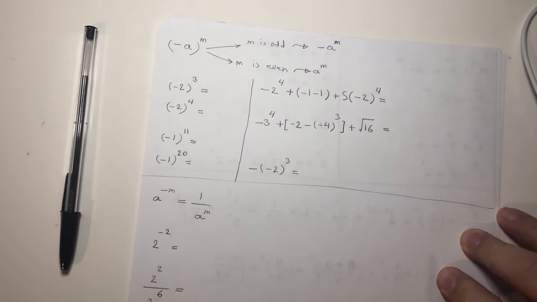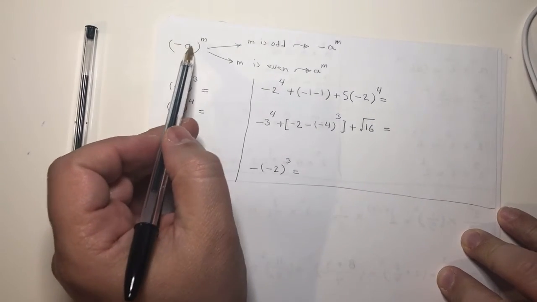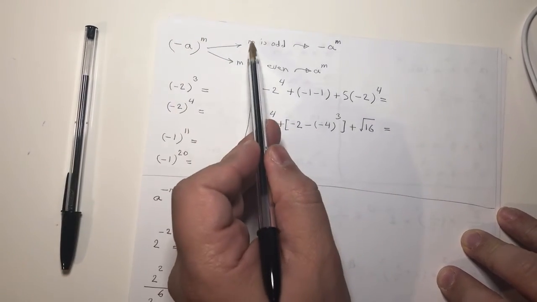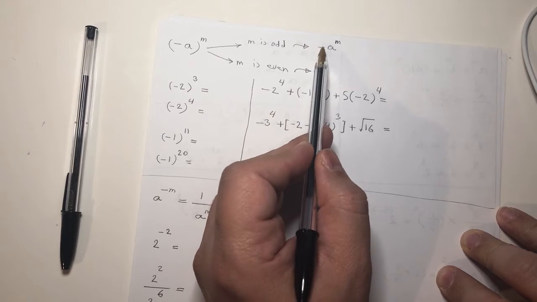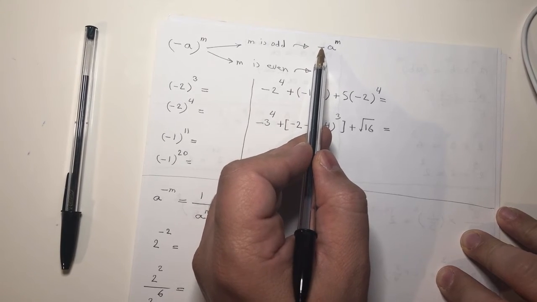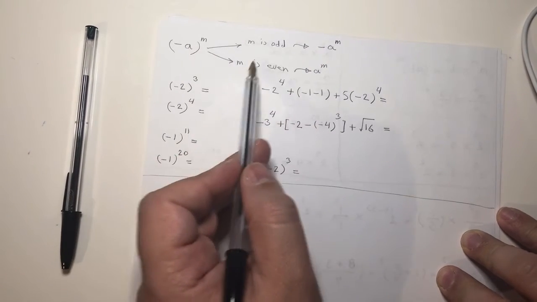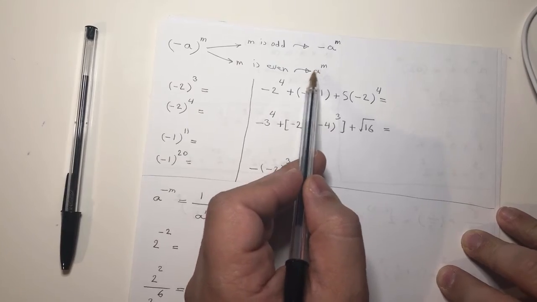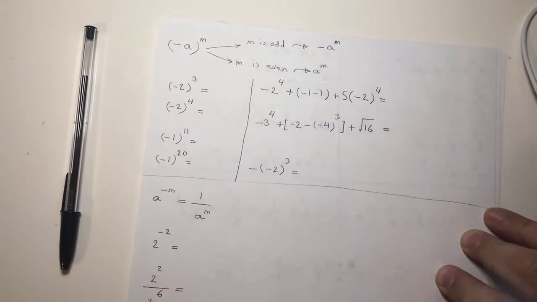Now we talk about the exponents when we have a signed number. Minus a to the power of m. If m is odd, the minus sign survives. When m is even, the minus sign doesn't survive, right? Let's do some examples.